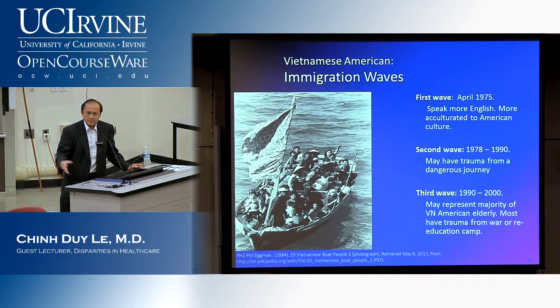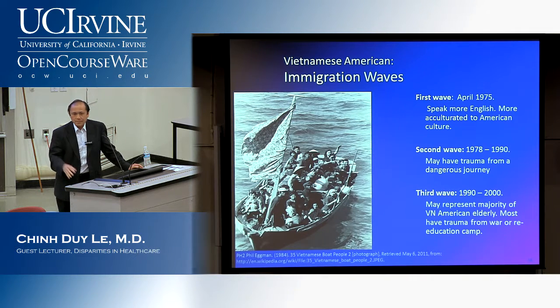The second wave happened between around 1978 to 1990, primarily just the Vietnamese people, mostly South Vietnam. They could be farmer, businessman, teacher, etc. They cannot tolerate communism, so they escape by boat. That's why we have the name boat people. Because they have to escape by boat, it's a very dangerous journey, so a lot of them may suffer from a lot of trauma from the journey.